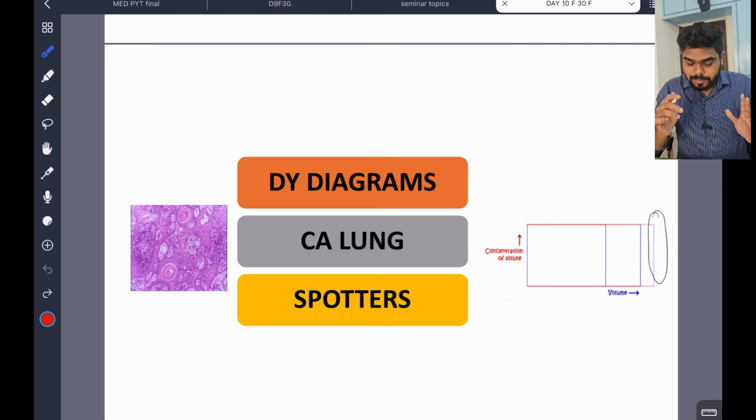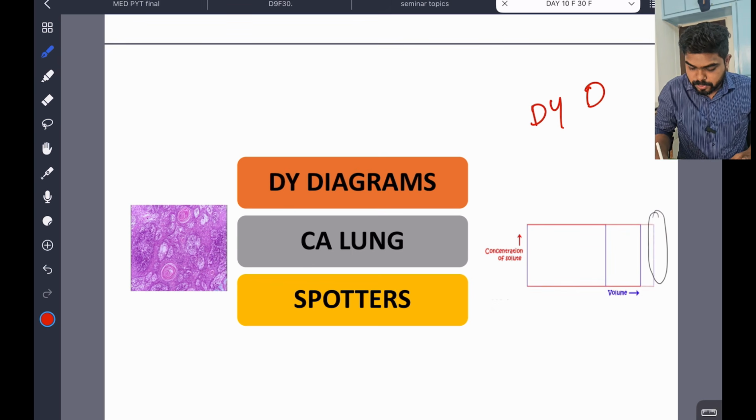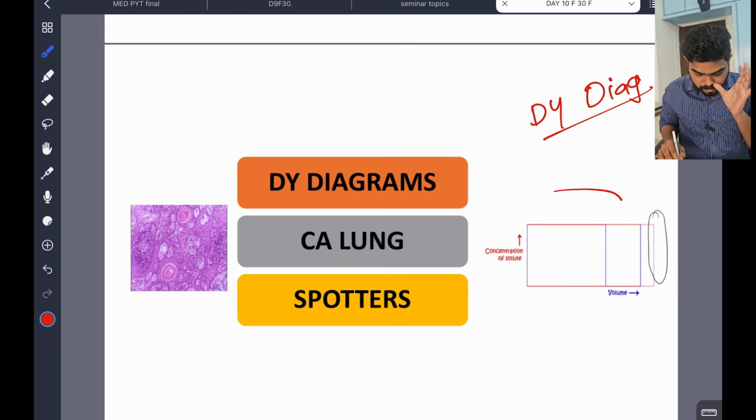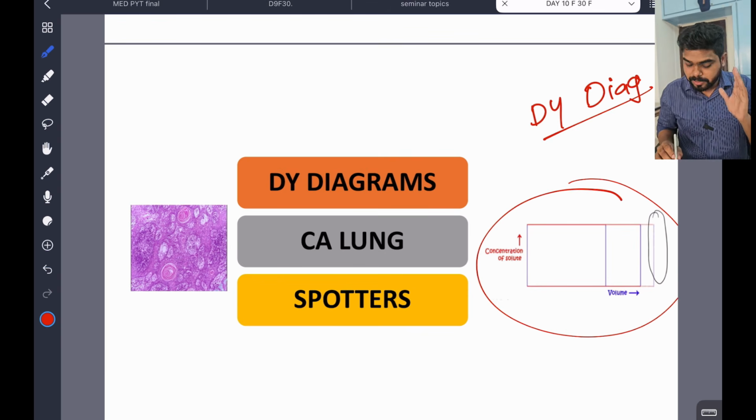Okay, so today is very important. Today's topic is DY diagrams. What is a DY diagram? Darrow-Yannet diagrams. These are very important. This was a potential INI-CET type question, and now it is coming in NEET as well. So an image-based question can come. Very important, the Darrow-Yannet diagrams.